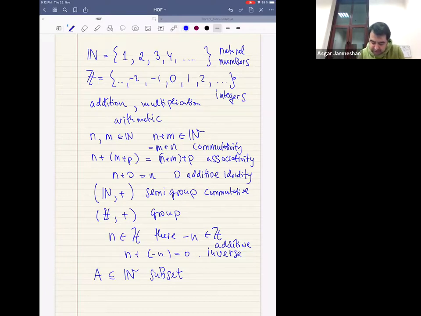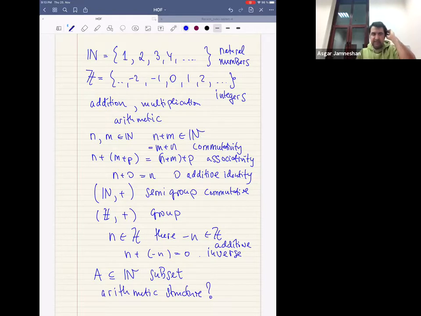And the question we are interested in is, if we pick a subset, how can we decide if this subset has some arithmetic structure? So we pick some subset of natural numbers, which we maybe even pick in some random way, and we would like to decide whether it has arithmetic structure. So what do we mean by this? Arithmetic structure.